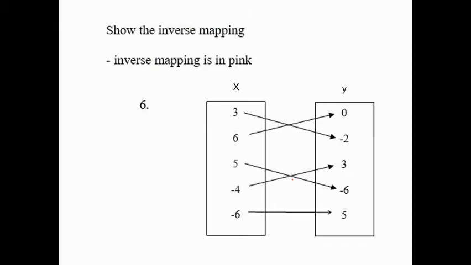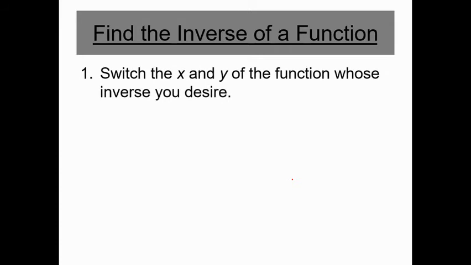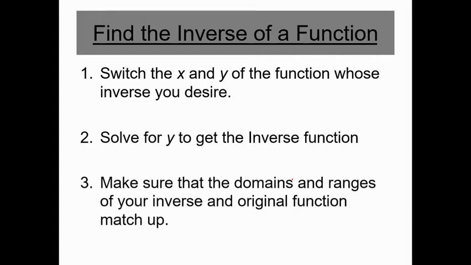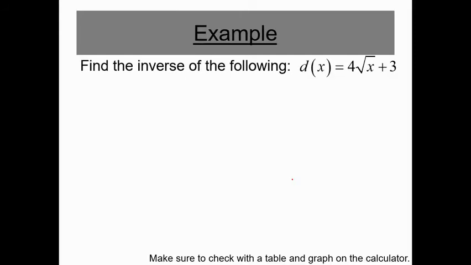When we look at inverse mapping, notice that we start in the y column and draw to the x column. These are not pink lines, these are blue and red lines. But again, you're going from the y column to the x column. To find the inverse of a function, we're going to switch the x and y of the function whose inverse you desire. Then you solve for y to get the inverse function. You have to check that the domains and ranges of your inverse and original function match up.